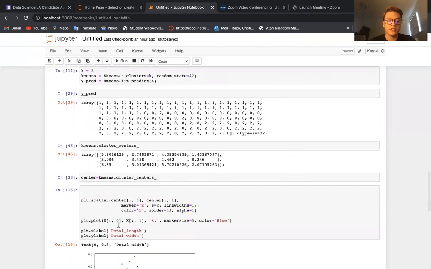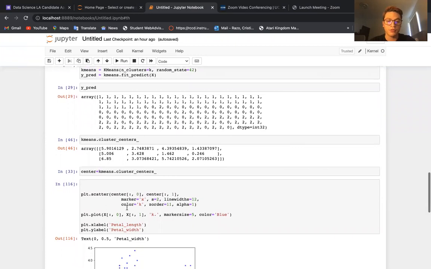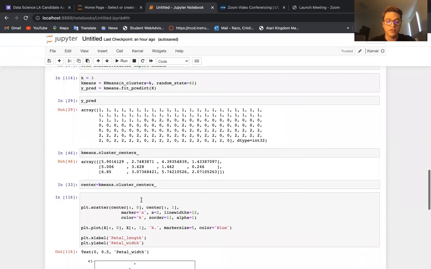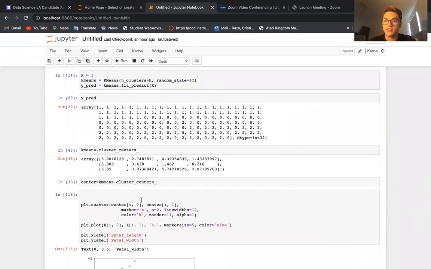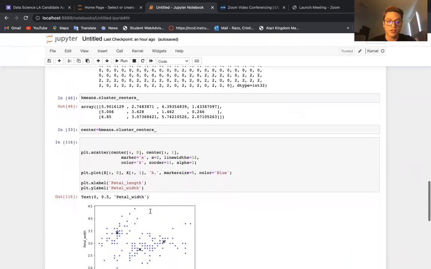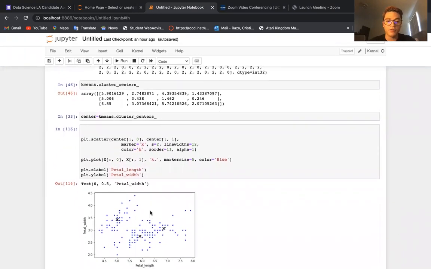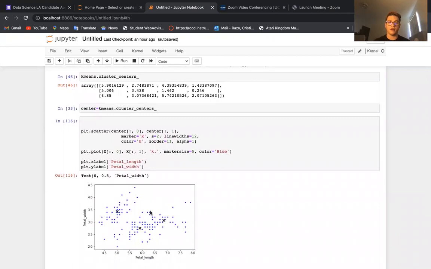So with plt.scatter, I'm able to show my centroids with the X mark, and plt.plot is able to show all the data set instances visually. And then I have the labels written so you can understand that too. Here visually, we can see that based on the 3 centroids, it's already making a clustering for us. Based on the y prediction, it already labeled that clustering for us.